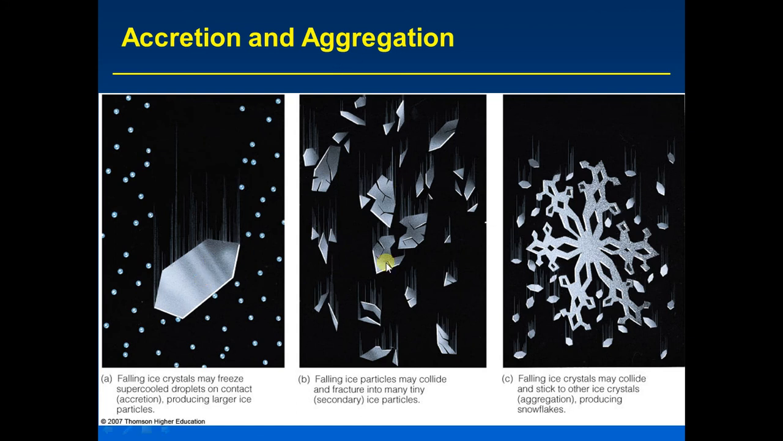The falling ice crystals might collide and fracture into many tiny ice particles, and then they might actually sublimate, right, because they're so small. Or the falling ice crystals may collide with not supercooled droplets, but other ice crystals, and stick to them. This is kind of like the coalescence for ice crystals. This is aggregation. Falling ice crystals colliding and sticking to other ice crystals, and this forms snowflakes. This is how snowflakes form.